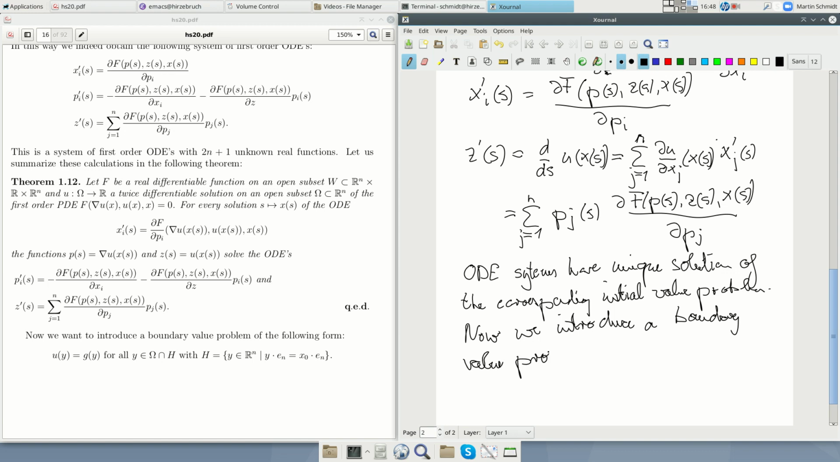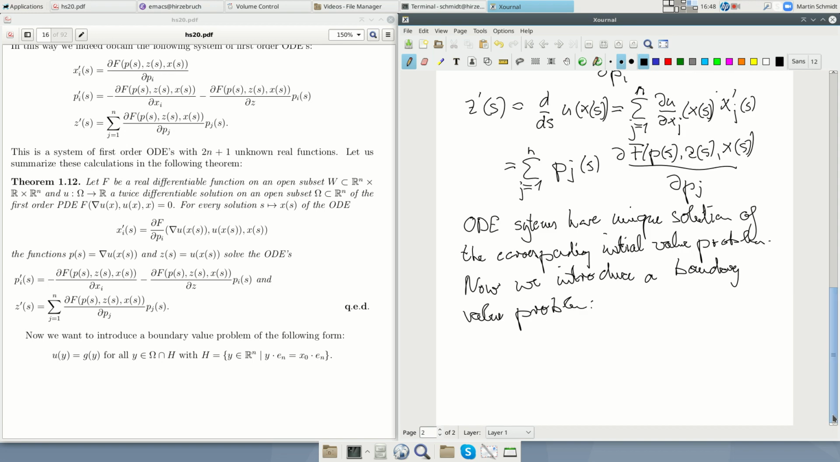So what does this mean? Let's see. Also we have here our set omega. And now we fix the hyperplane which is orthogonal to the last component, through some point x0.